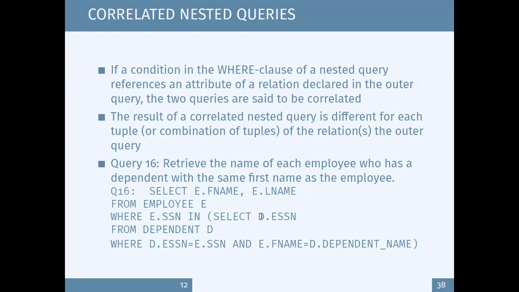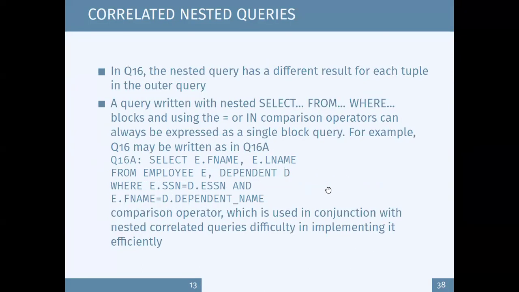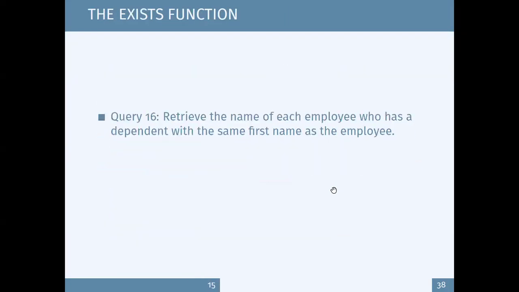So for example, if the inner query contains things from the outer query, then we call it a correlated nested query. In this particular case, we want to retrieve the names of each employee who has a dependent with the same first name as the employee, which we have discussed earlier as well.